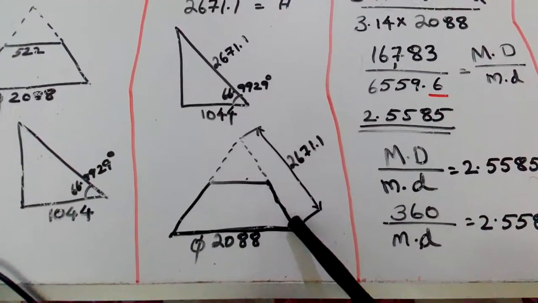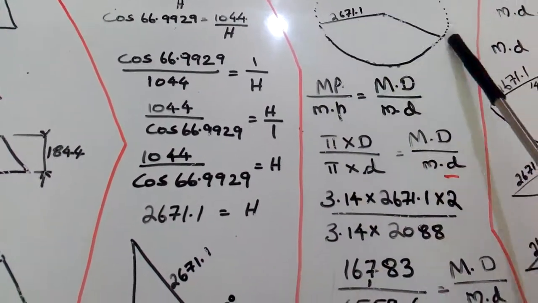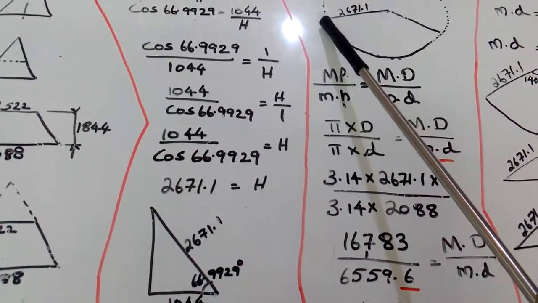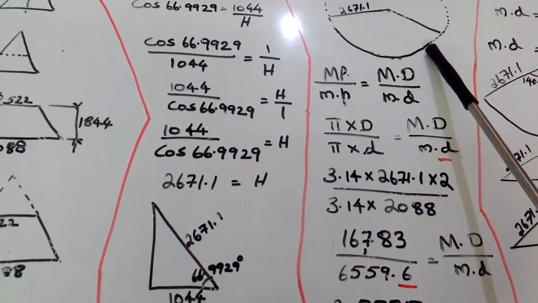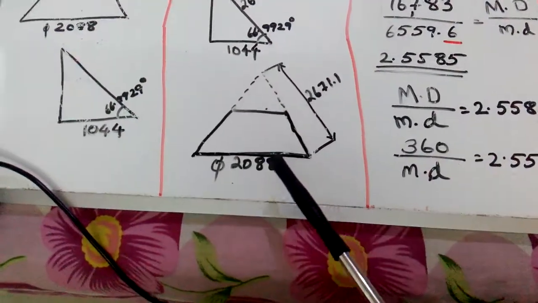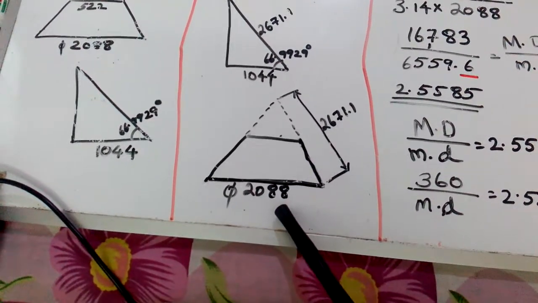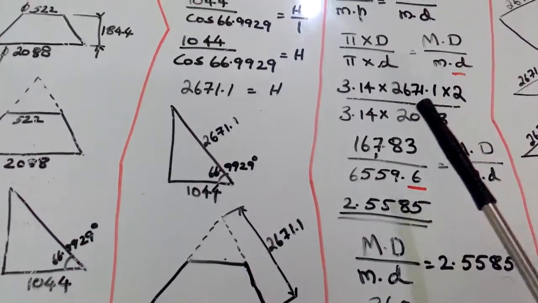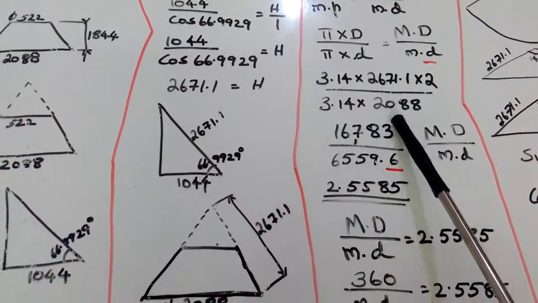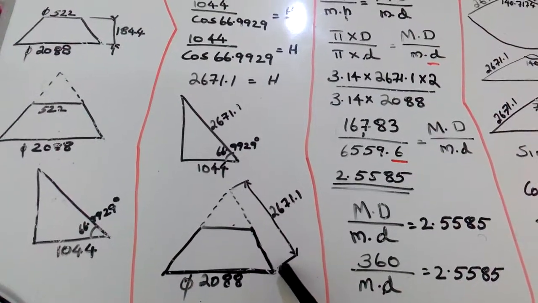Before rolling, before bending, its shape will be approximate like this. So finding out this perimeter, we have to use the formula pi into d. Pi is 3.14, d is 2088. So for pi into d, I have used 3.14 into 2088. Diameter is 2088. Everybody knows 2088 diameter.